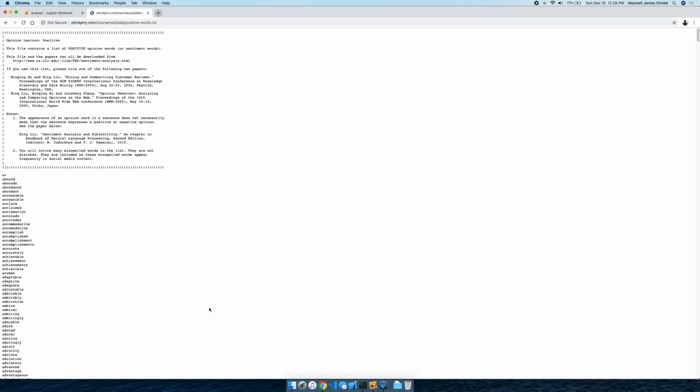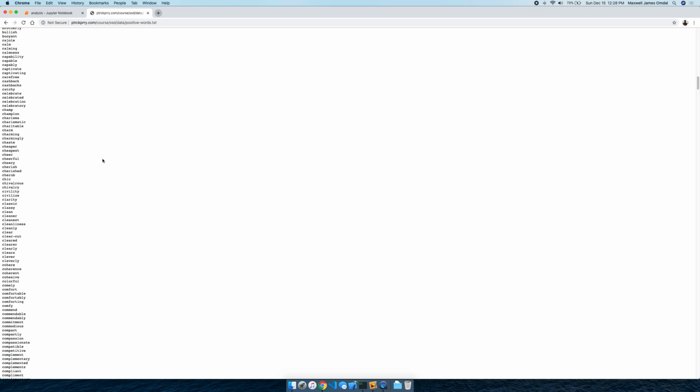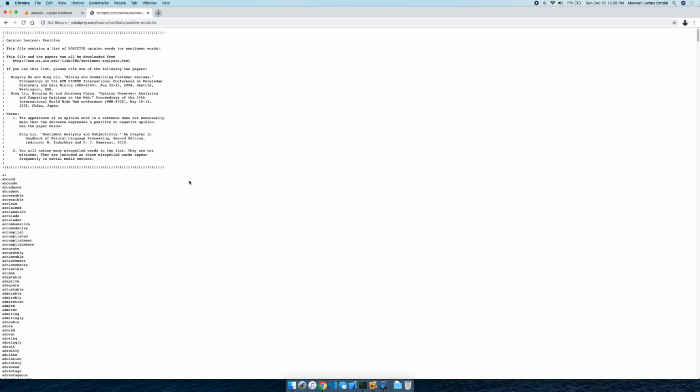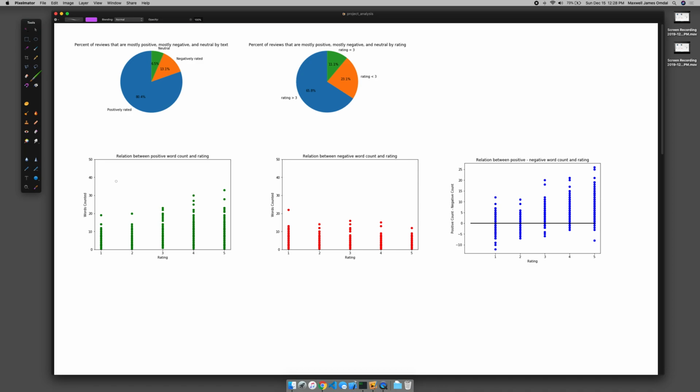So I found two data sets online of positive and negative words, and this is provided by Hu et al. at the University of Washington, I believe. There are all of these positive words found in this data set, and then negative words as well. I iterated over every review and counted how many positive and negative words were there. And then given that, I could calculate the conditional probability that our rating would be such.